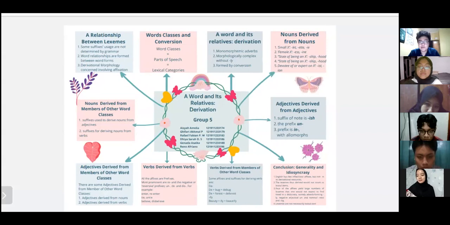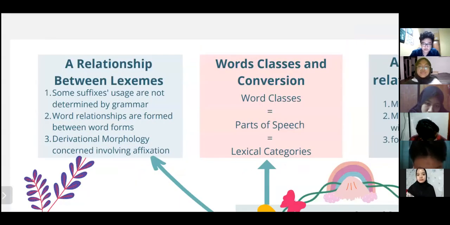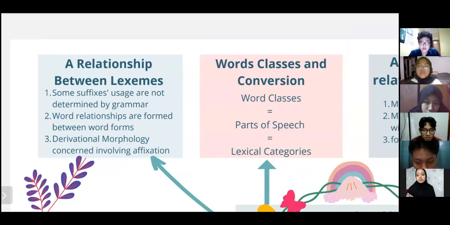Our first point is the relationship between lexemes. Now, there are different grammatical factors that determine the word choice between words. To put this into perspective, I'm going to be using the words perform, performs, and performed. These three words are all grammatical variants of one lexeme, which is perform.